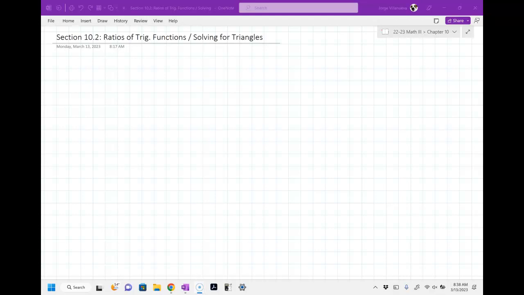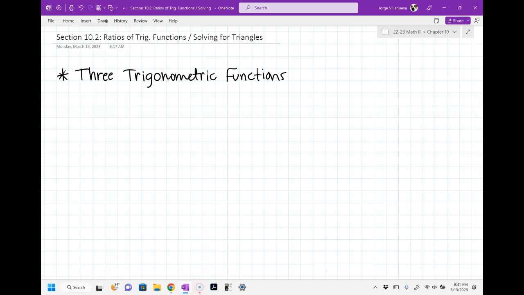Okay, so there are three main trig functions that you guys need to know about. The sine, the cosine, and the tangent function. So let me put this right here. Three trigonometric functions. Now there's 6 of them, but we're only going to deal with 3 of them.